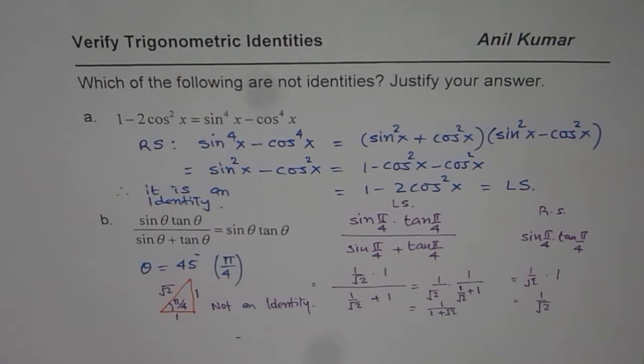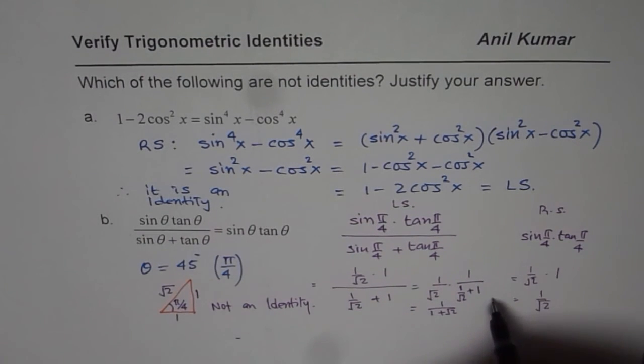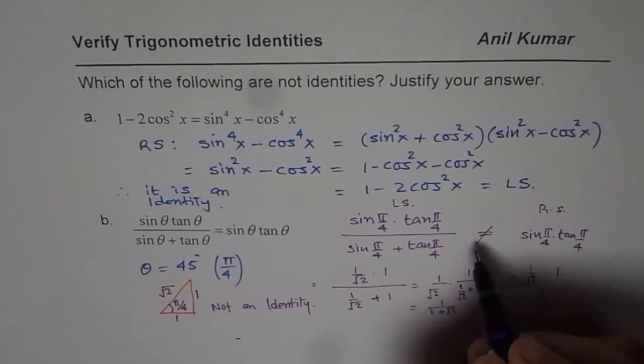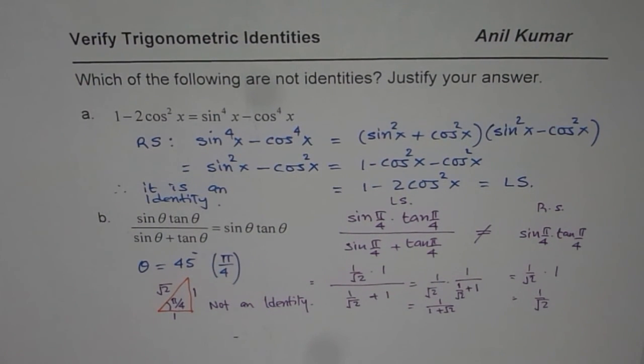So you have to take any value, calculate the left side and the right side, and if both are not equal, what we find is that the left side is not equal to the right side. Therefore, it is not an identity, correct? So that's how you should do such questions. I hope that helps. Thank you.